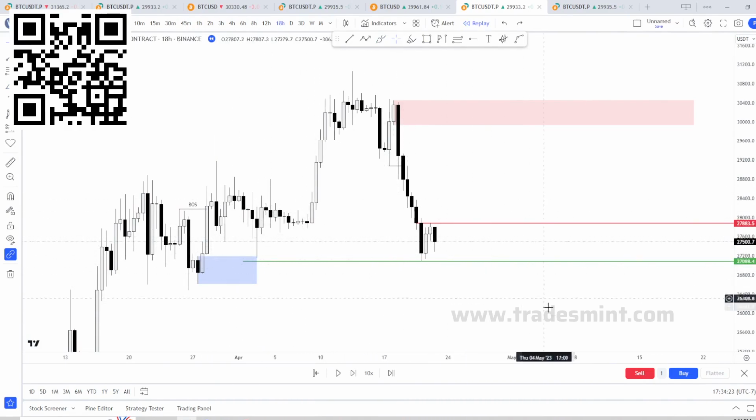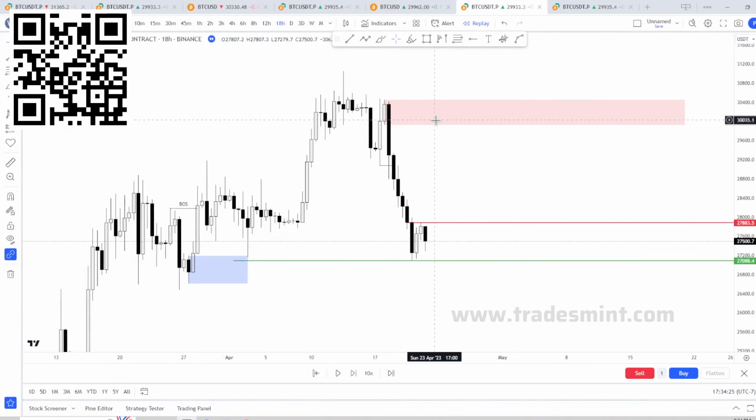We're still working our way down. So we have a solid looking supply zone that we could be shorting if price makes its way back up again. And we have a demand zone that has been tagged.